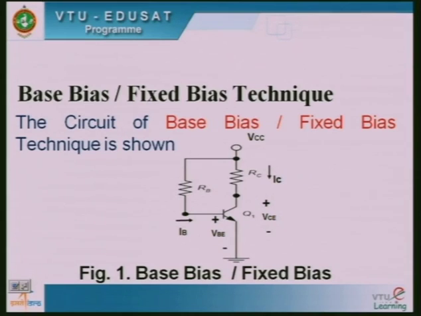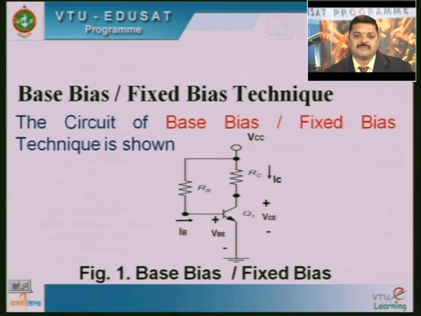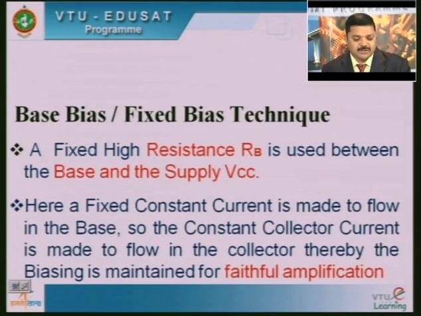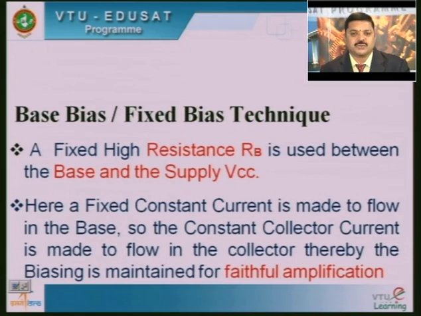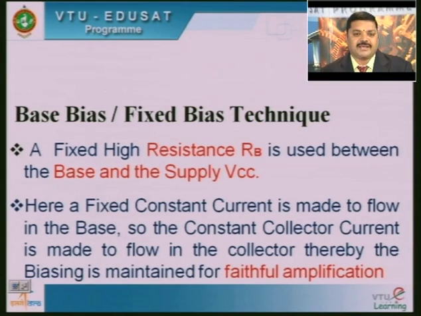So, base bias or fixed bias technique. The base bias or fixed bias technique uses one resistor, a fixed large value of resistor, between the VCC and the base, as shown in the diagram, figure 1. The figure shows the base bias or the fixed bias. It has a fixed resistor RB between the base and the VCC point. As I told you, a fixed resistance RB is used between the base and the supply VCC.